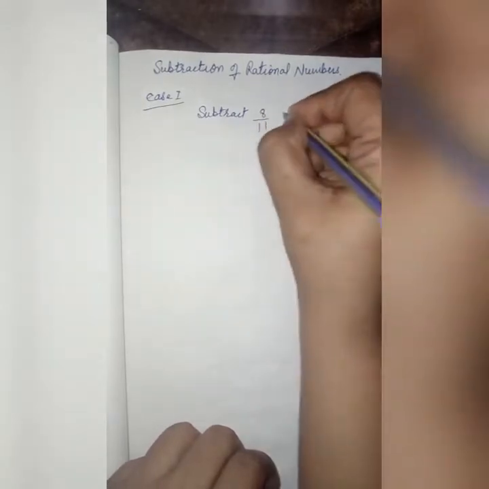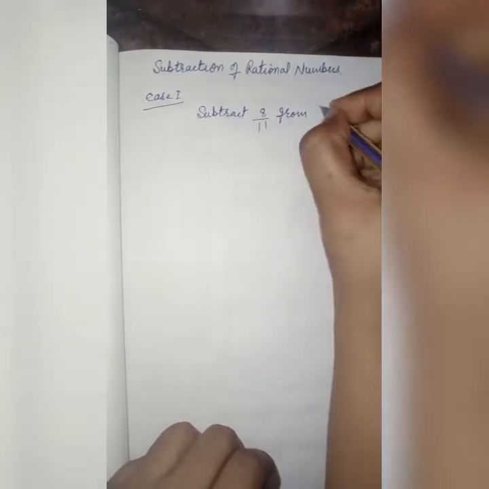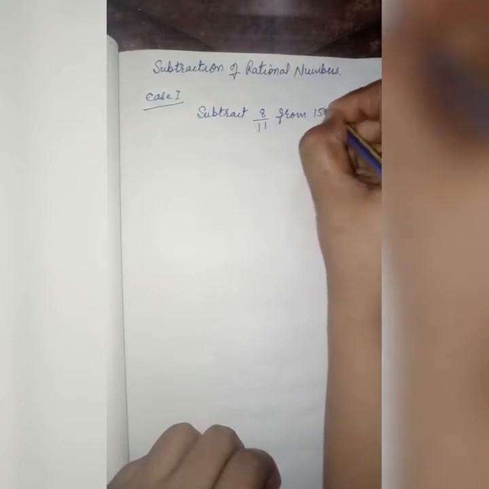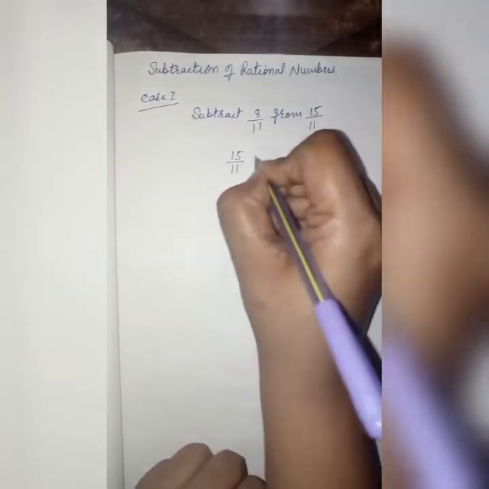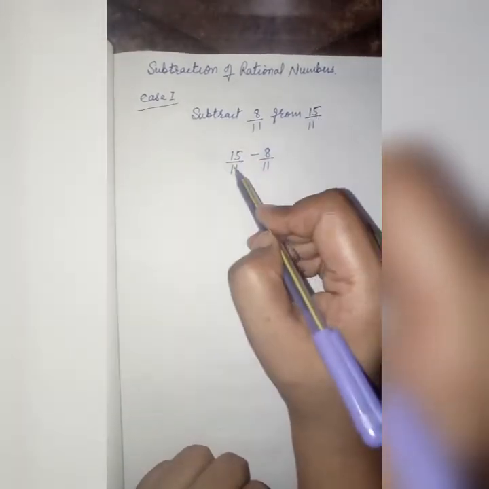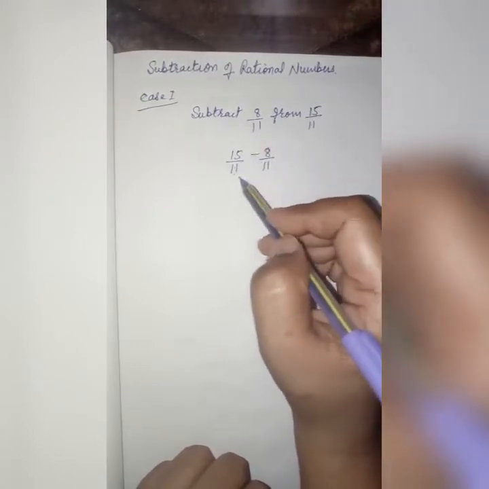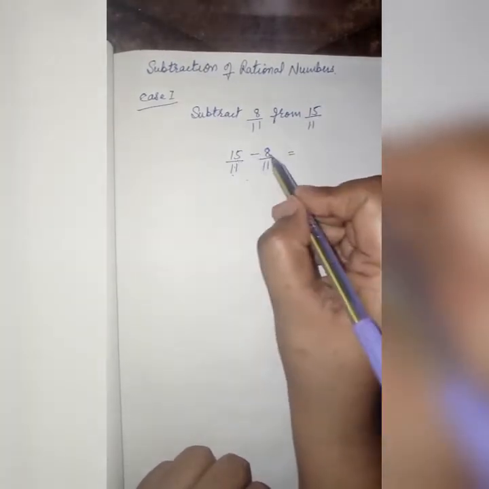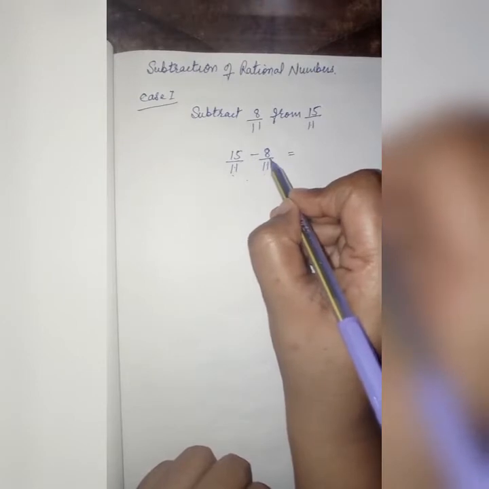8 upon 11 from 15 upon 11. So what will be the answer? 15 upon 11 minus 8 upon 11. You know that first we write 15 upon 11. What you want to subtract? 8 upon 11. And you know that denominators are same. So you can write the answer directly. 15 minus 8, it will become 7 upon 11.